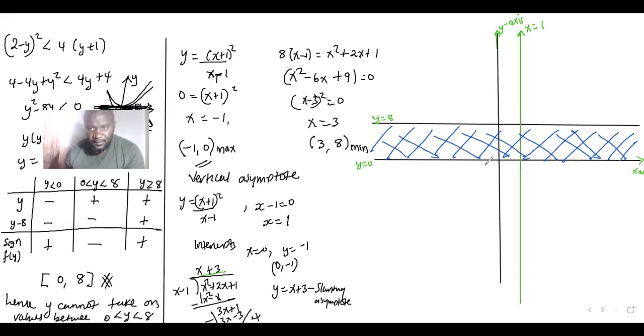Now, this is 0. We have said, look at now our slanting asymptote. When x is 0, y is 3. y is 3 is here. When y is 0, x is -3. x is -3 can be here. Then we can have our slanting asymptote. Let me use red line to show the slanting asymptote.